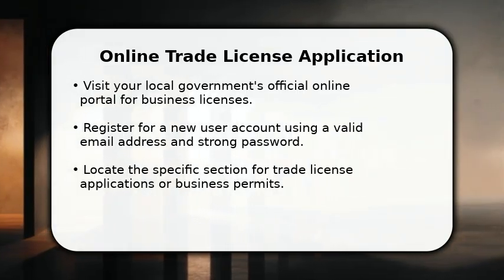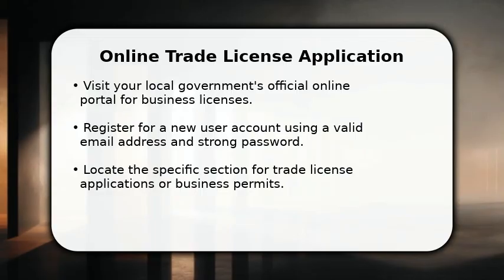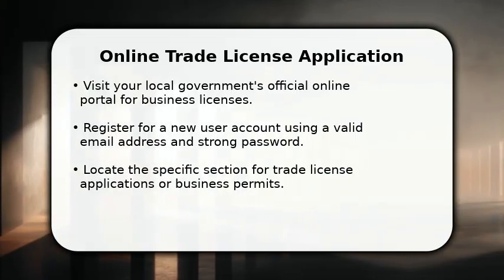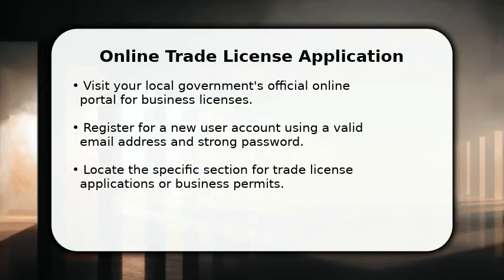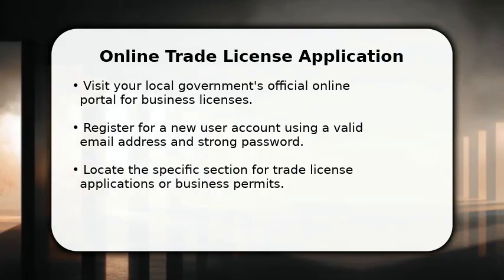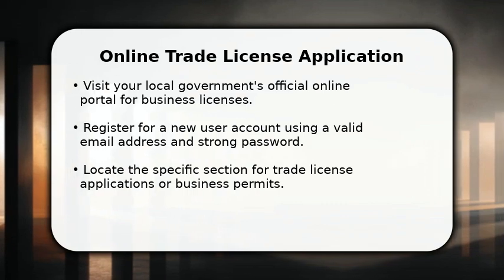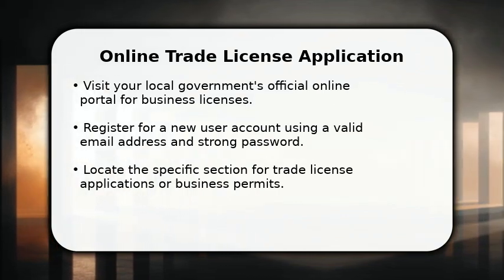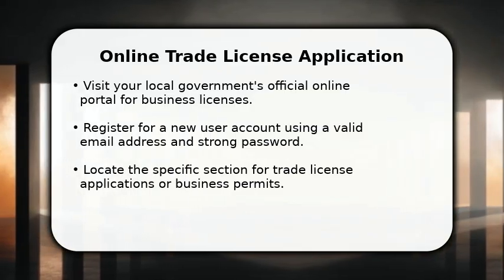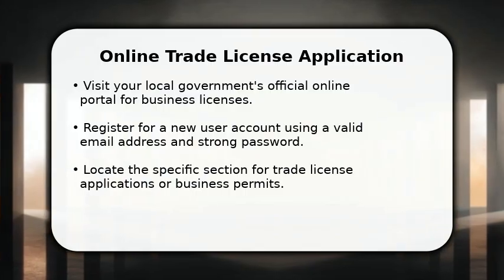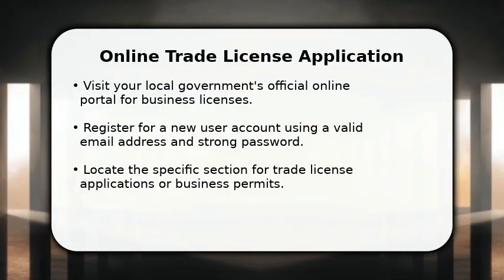Next, you will need to register for a new user account. Ensure you use a valid email address and create a strong, secure password for your account. Once registered and logged in, carefully locate the specific section dedicated to trade license applications or general business permits. This initial step is crucial for a smooth application process.